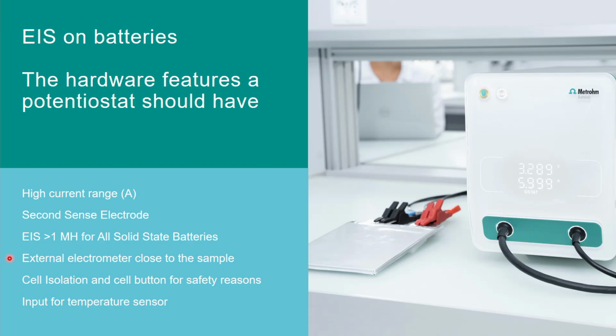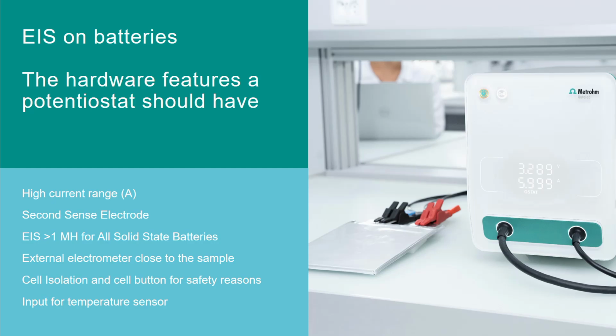An external electrometer close to the sample is recommended to reduce the pickup of noise. A cell isolation and cell button should be provided by the potentiostat. In case of urgency, pressing the cell button is the fastest way to disconnect the cell manually. Input for temperature sensor. This is very useful due to safety reasons, but also to check and record the temperature of the battery during the measurement.